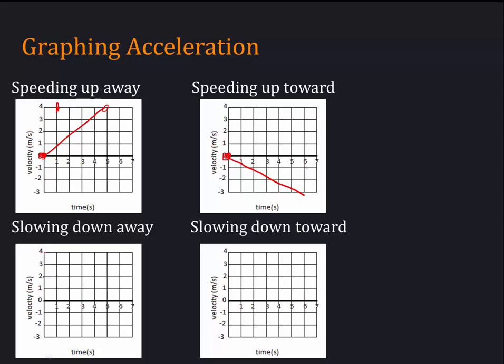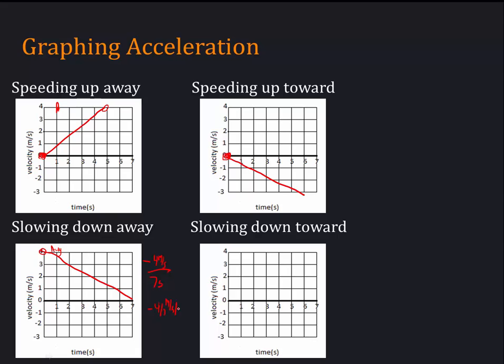Slowing down, moving away means it needs to be positive because it's an away motion. Slowing down means it needs to start quick and get slower. So this one actually slowed down from 4 meters per second to 0 meters per second over a course of 7 seconds. The slope of this line is negative 4 meters per second, right? The change in velocity divided by the run, 7 seconds, and that's going to get me negative 4/7 meters per second per second.